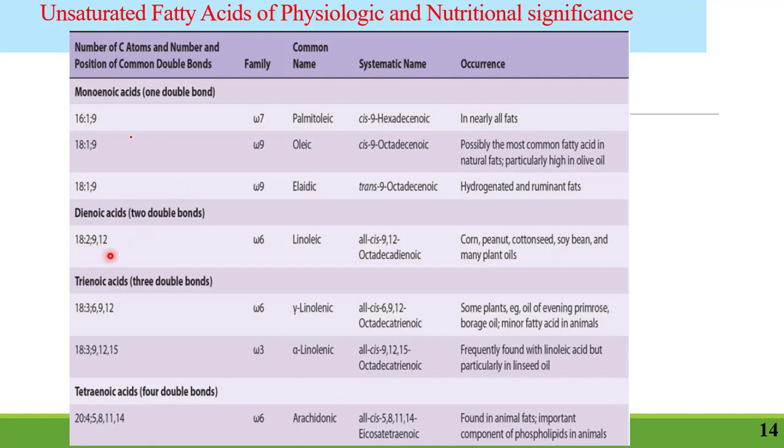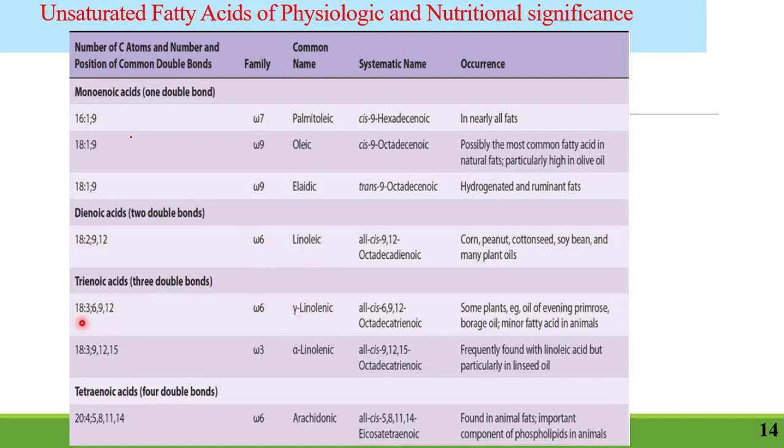And here 18:2Δ9,12. 18 is the number of carbons, 2 is the number of double bonds, and 9 and 12 are the positions of the double bonds. And 18 minus 12 is 6, and it belongs to the omega-6 family, linoleic acid.